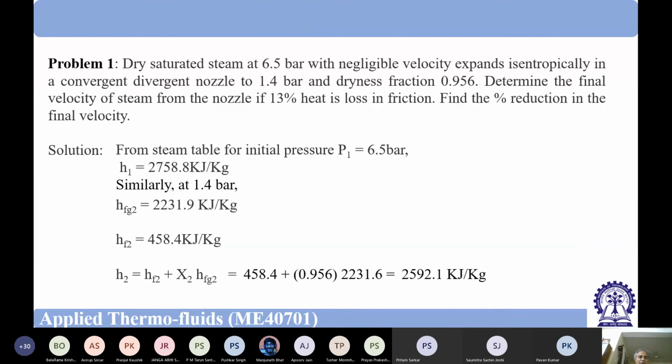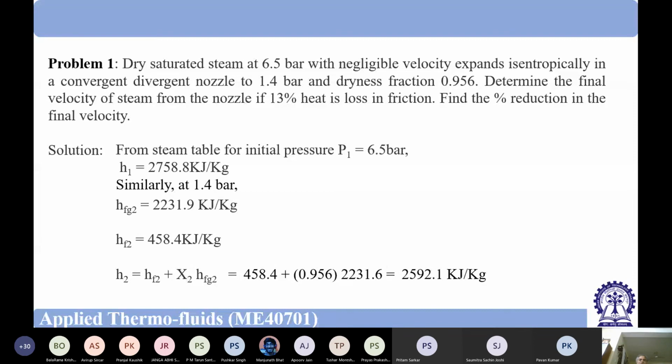Quickly, let me see one problem. Dry saturated steam at 6.5 bar with negligible velocity, meaning initially it has negligible velocity, expands isentropically in a convergent divergent nozzle to 1.4 bar and dryness fraction of 0.956. Determine the final velocity of steam from the nozzle if 13% heat is lost in friction. Find the percentage reduction in the final velocity.